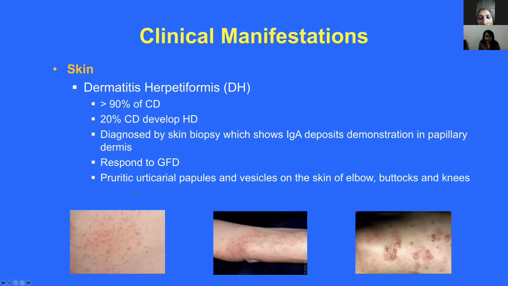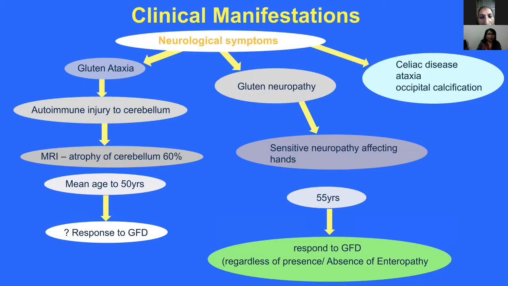Clinically, these patients present with pruritic urticarial papules and vesicles on the skin of the elbows, buttocks, and knees. So patients come to the skin department with a skin problem, having an underlying problem of celiac disease, which responds to a gluten-free diet. So early diagnosis and treatment is very important in the skin department also.